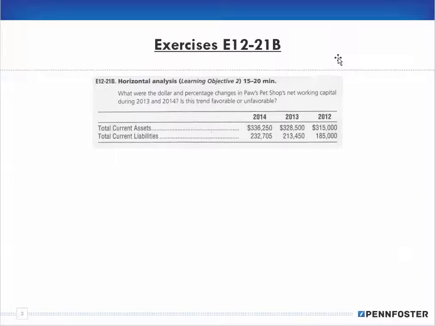Right, so get my pen here. 12-12. What are the dollar and percentage changes in Paws Pet Shops net working capital during 2013 and 2014? Is this trend favorable or unfavorable? All right, so I'm not going to rewrite everything here.